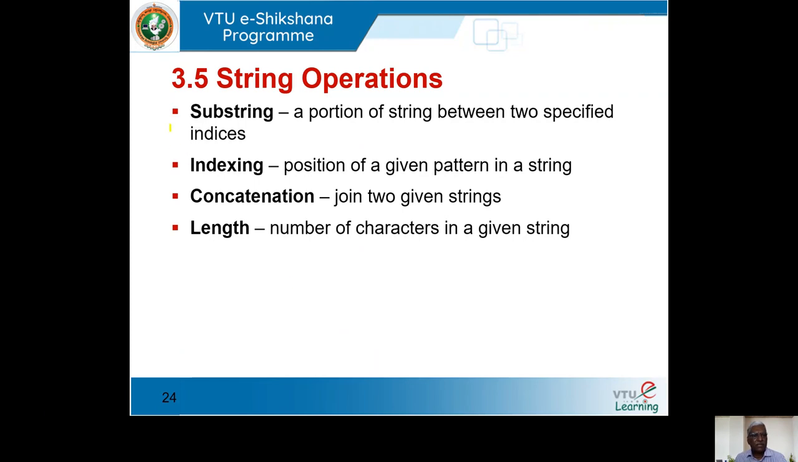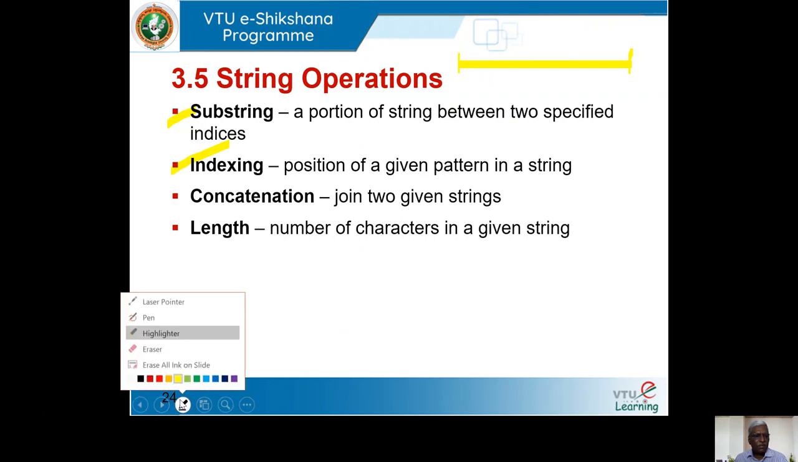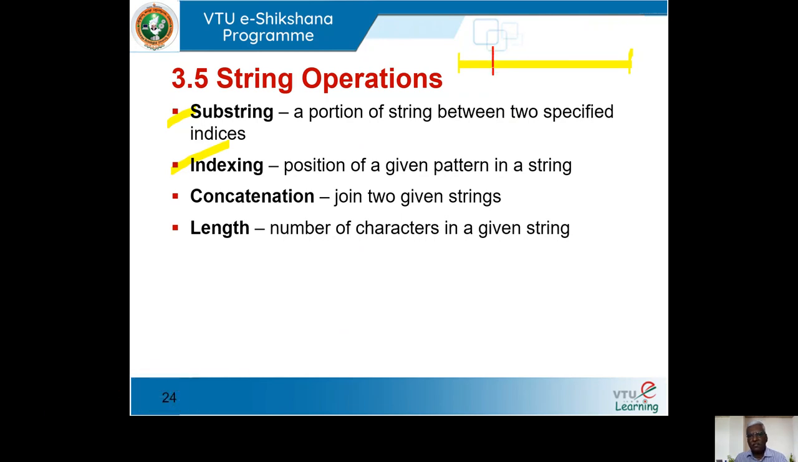Substring is one kind of operation. Indexing is another one, then concatenation and length. So what is substring? You extract a portion. But which portion is also specified as a parameter. That means if I have this string, starting from here to here only, this is my substring, and this is my main string. I want only this much, so the starting index and the ending index have to be specified. Supposing this is 80 characters, I can say 5 to 10, something like that.